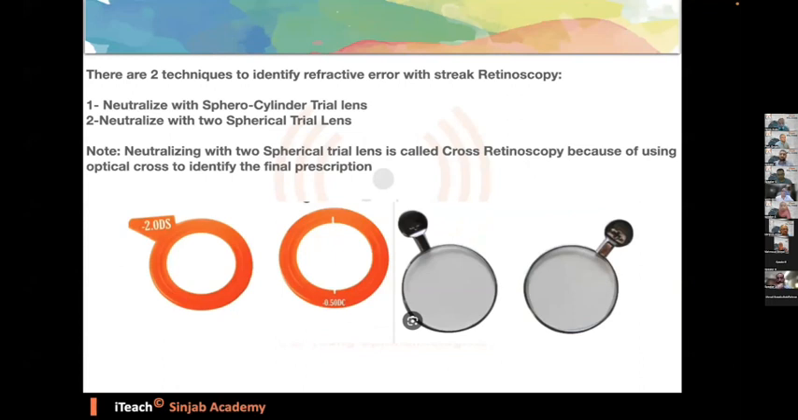So there are 2 techniques for the retinoscopy using the streak retinoscope. The first one is neutralization with the spherocylindrical trial lens. And the other method is to neutralize with 2 spherical trial lenses. Also, another name for the 2 spherical trial lens method is the cross retinoscopy.